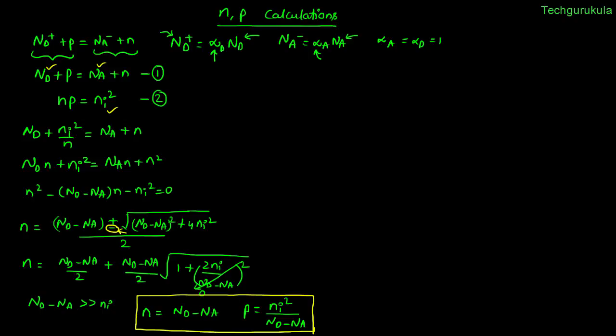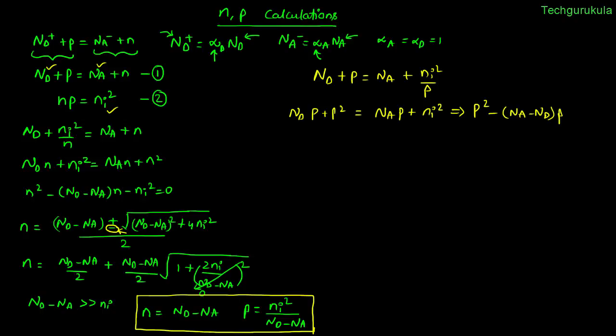And now let us find out the other case where Na minus Nd is positive. Let me substitute the value of N from the second equation into the first equation. So we will end up with Nd plus P is equal to Na plus Ni square over P. And we can rewrite this expression as Nd times P plus P square is equal to Na times P plus Ni square. We can rewrite this expression as P square minus (Na minus Nd) times P minus Ni square is equal to 0.